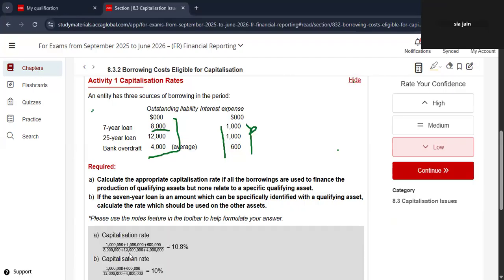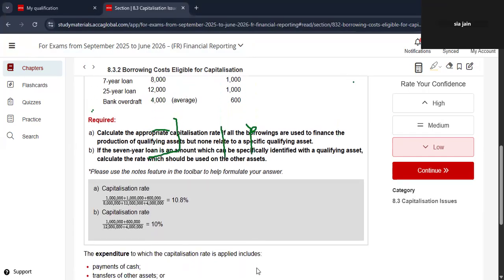To calculate the appropriate capitalization rate, if all the borrowings are used to finance the production of a qualifying asset, but none relate to a specific qualifying asset, so we are using all of these loans to fund one of our assets. What we are going to do is just take these interest amounts as our numerator and these loan amounts as our denominator, and find an appropriate percentage.